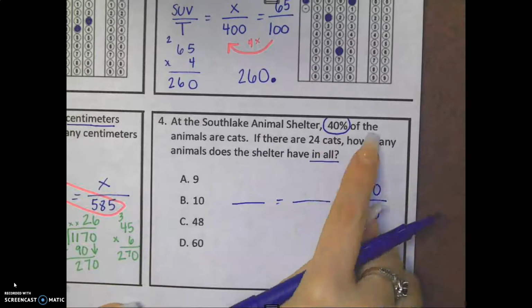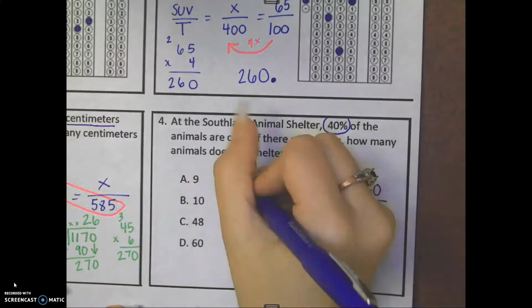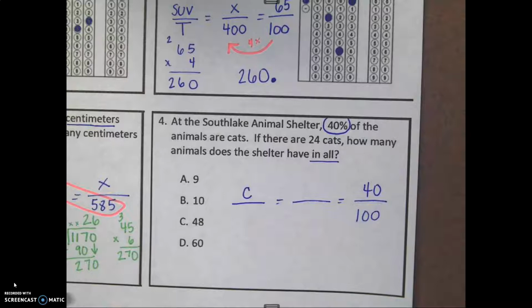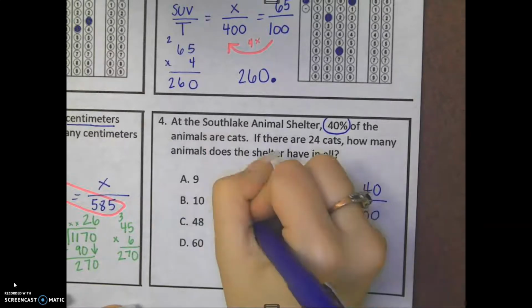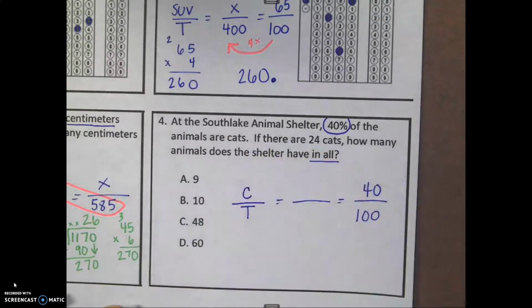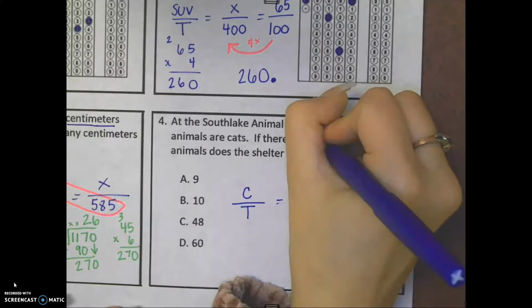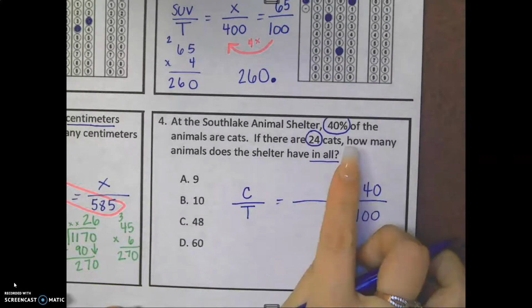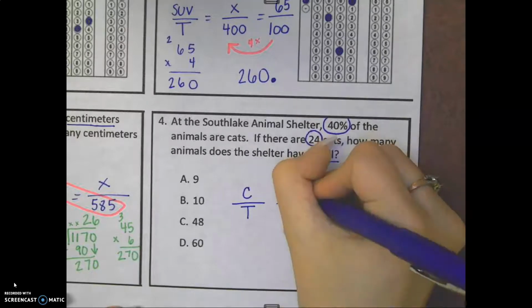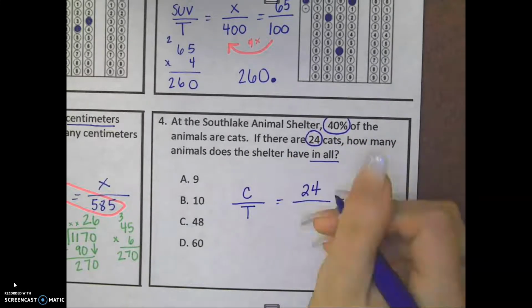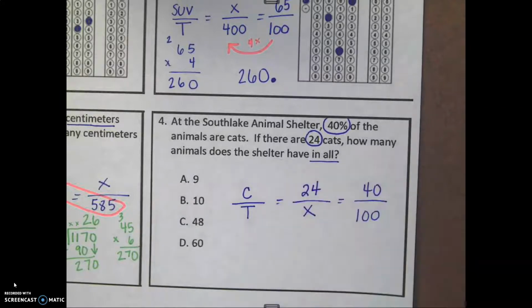And then we look to see what that percent represents. If it says 40% of the animals are cats, that means my percent represents the cats. And then the bottom, we have the total. So then my other number, 24, represents cats, so that has to go on top where I have the cats. And we're looking for the number of animals in all. So we're looking for the total.